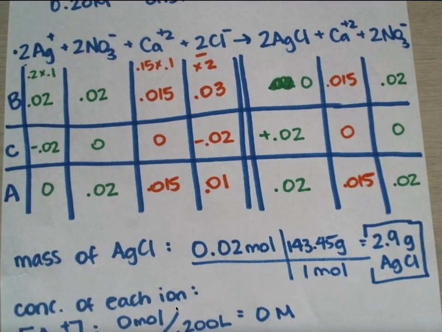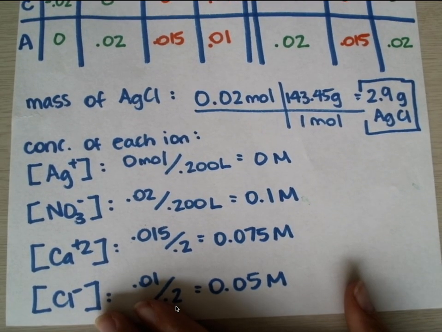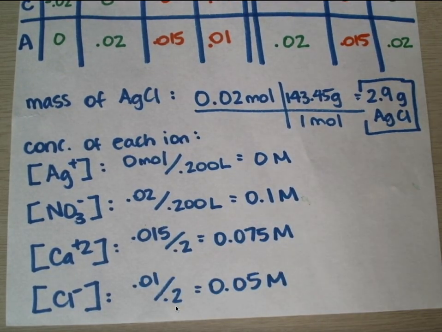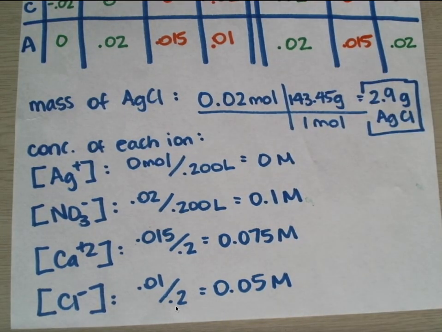The first question was to find the mass of the silver chloride precipitate. So just multiplying my moles that I produced times molar mass gives me that mass of precipitate. Pretty simple. The next question asked me to find the concentration of each ion that remains in the solution after the reaction has reached completion.